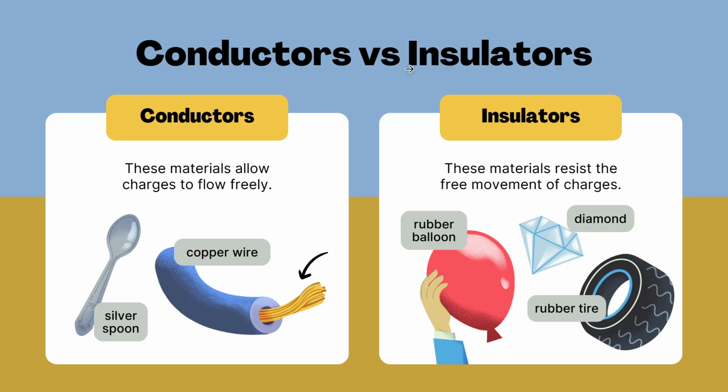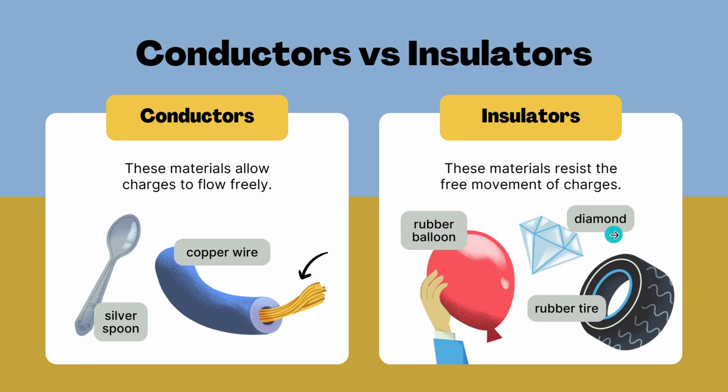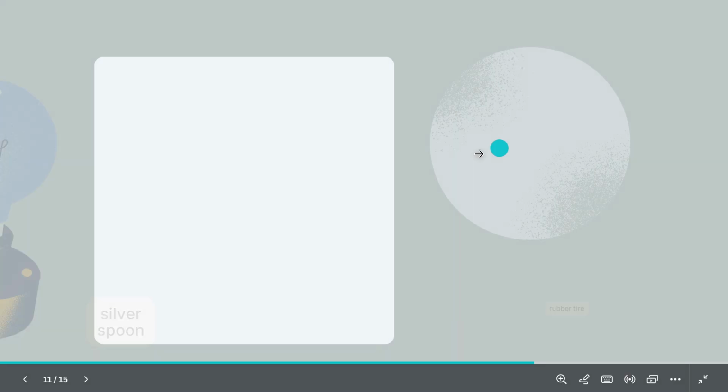Now we learn about conductors and insulators. The materials which allow the current to flow freely are called conductors. The opposite of conductors are insulators, which do not let electricity flow through them. Examples of conductors are silver spoon and copper wire. For insulators, we have rubber balloon, diamond, and rubber tire.